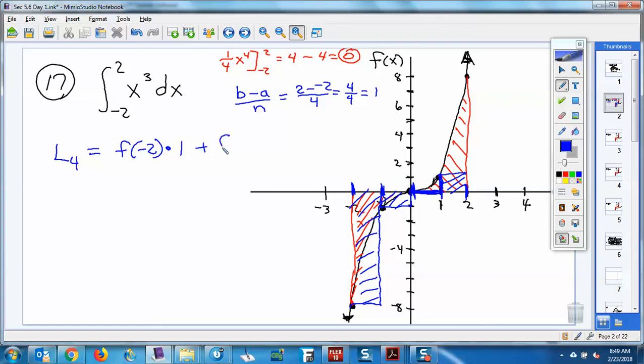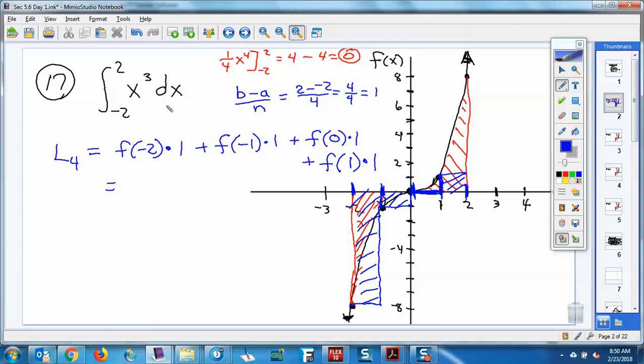Okay, what's the next one? It's f of -1 times 1 plus f of 0 times 1 plus f of 1 times 1. Like that. Now we go ahead and we calculate it. Well, it's a pretty simple function. If we get a more complicated function, this is why I didn't want to write -2 cubed here, because it would have been a lot to write out. It's better to write it in f notation.